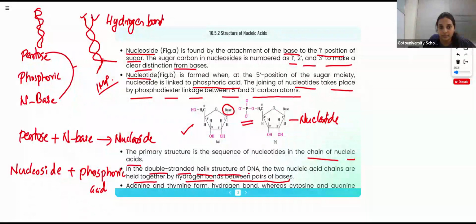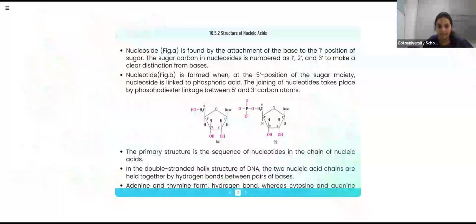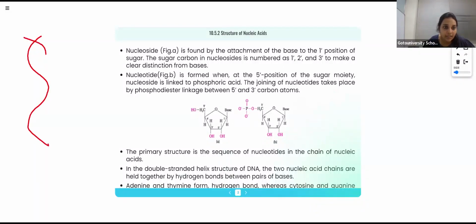Hydrogen bond. Got it? Once again, this is the double helix structure of DNA. See, it will be like this. Here two strands are there. So the two strands are connected by hydrogen bonding. This one.